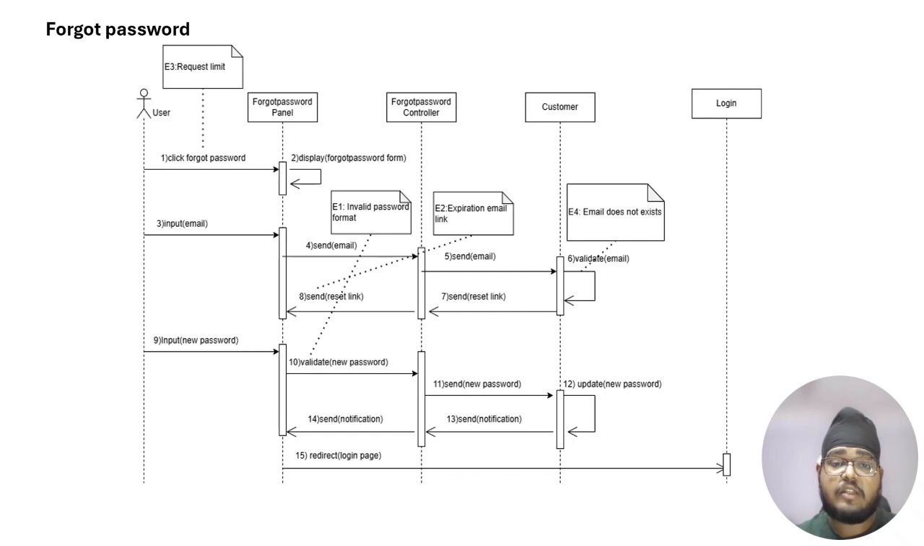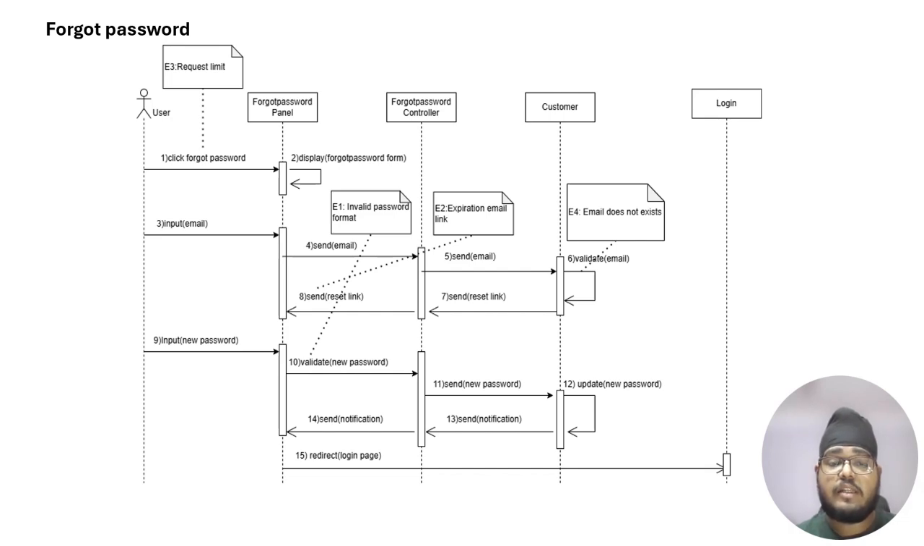And if it matches the requirements, the forgot password controller will send the new password to the customer database, and the customer database will update the password for the customer, I mean the user, and then it will send a notification to the user to notify that their password is updated successfully. After the notification, the user will be redirected to the login page, so they can log in with their new password. So from here we have a few exceptional flows, which is E1 invalid password format. E2 is about expiration of the email link.